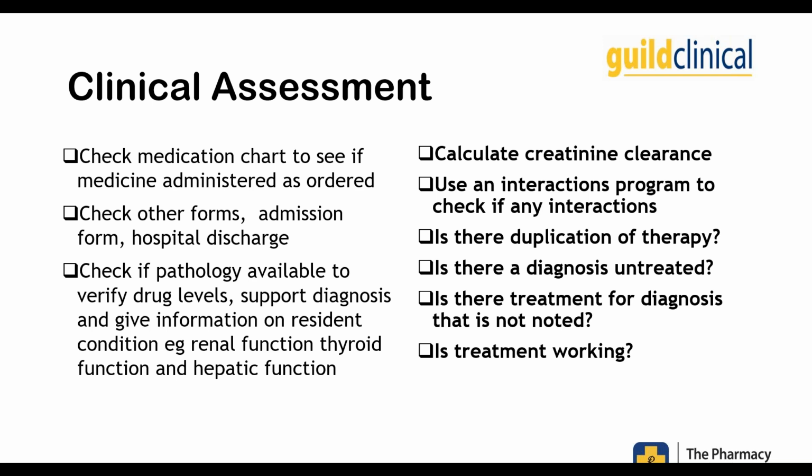Other information that's useful could be GP notes. There could be a diagnosis in the GP notes to support each medication. If the pathology is available to verify drug levels, that's a good idea. It can support the diagnosis as well and give information on the resident conditions so you can check their renal function, their thyroid function and hepatic function. It's also helpful if you've got electrolytes.